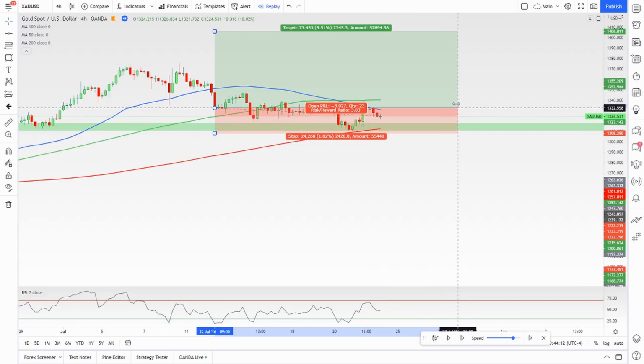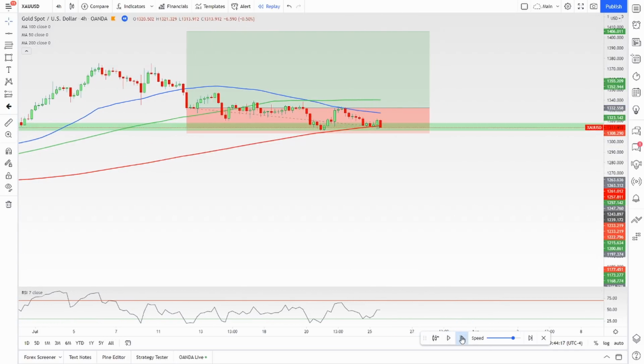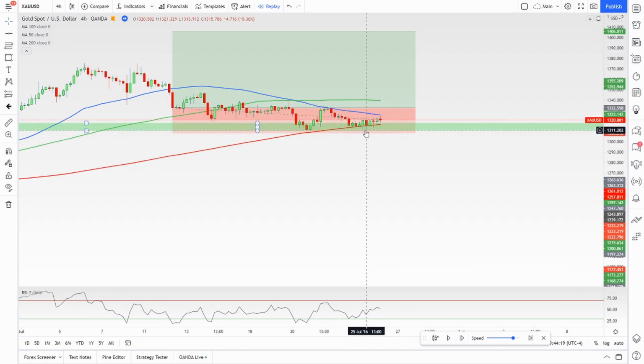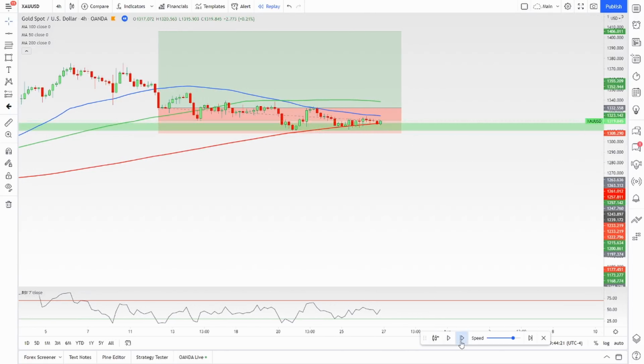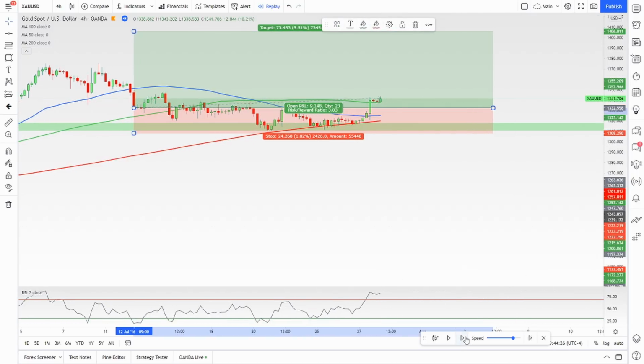Okay, we're bouncing back and forth. We barely missed our stop loss. Let's see what happens here. Look at this, you guys. The stop loss is holding out like a champ. Let's see. Can it survive? Oh, well, we're in profit. Maybe we should just end the video now.